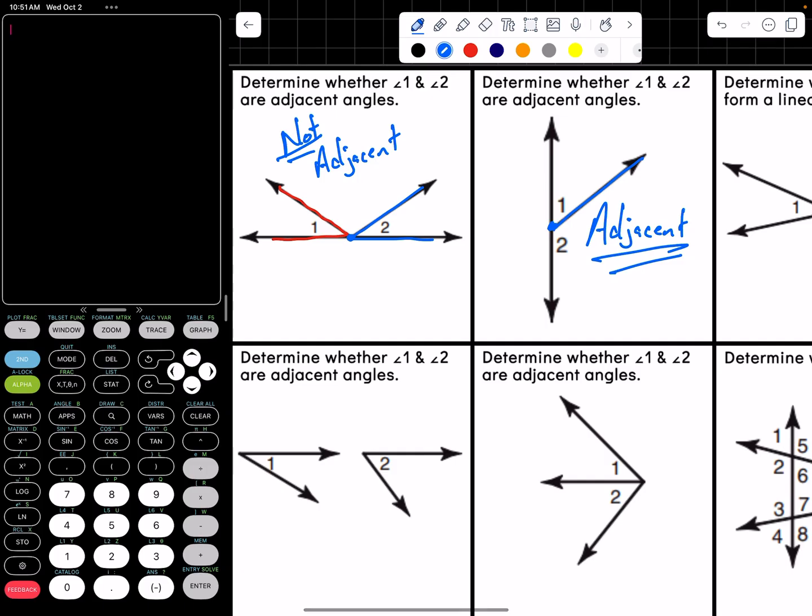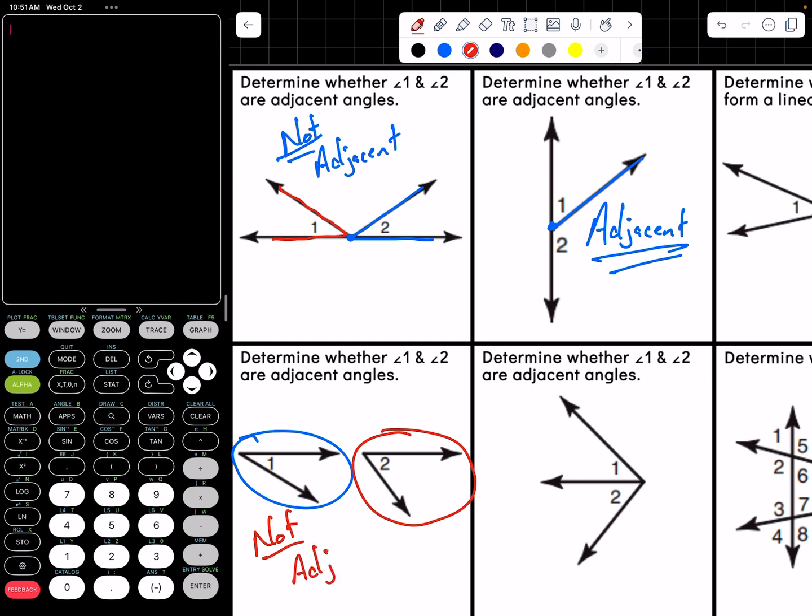Down here on the bottom left, again, we're not even touching. We don't have a common side or a common endpoint. So there is no crossover here. These would be not adjacent. And then down here at the bottom right, we again have a common side and a common vertex, so these would be adjacent angles.